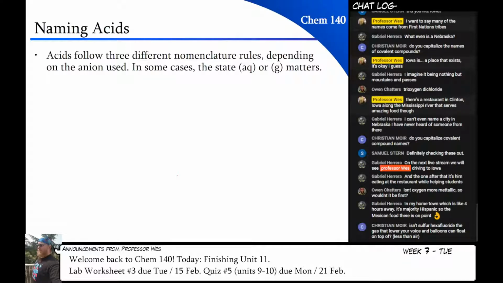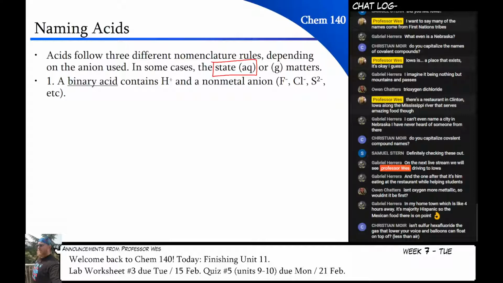Now, there are a bunch of rules, and the nomenclature rules depend on the state that is involved. For our purposes, if the state is not mentioned, assume aqueous, because that is the more common form of the acid. However, if the problem specifically says, name this if it was in the gaseous state, then you would follow the gaseous state rules. And here are those rules.